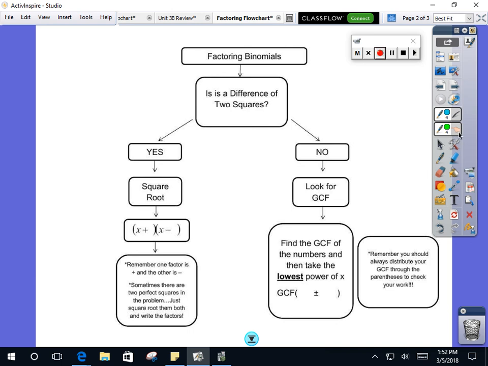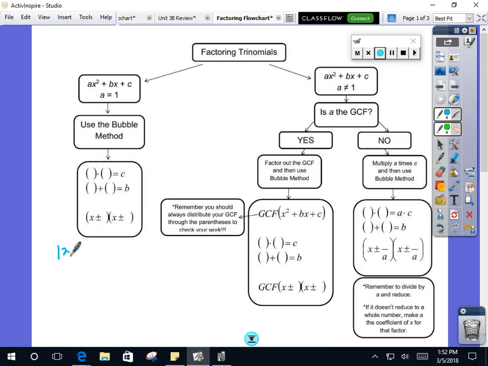Okay, number 13. Somebody tell me what number 13 says. Oh, we did that one together. Okay, is 14 a binomial or a trinomial? Okay, so I need to go to the trinomial side. And now tell me what number 13 is.